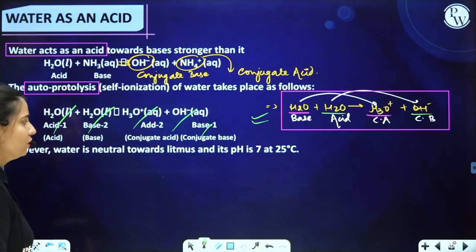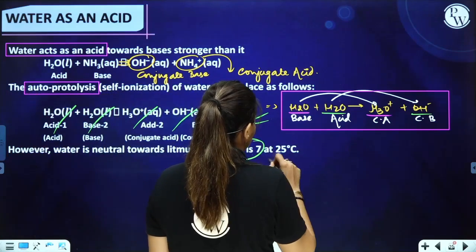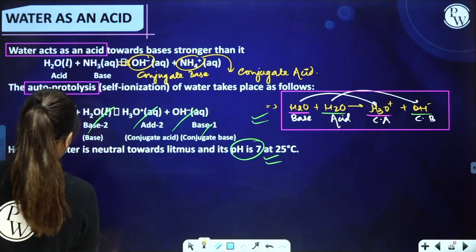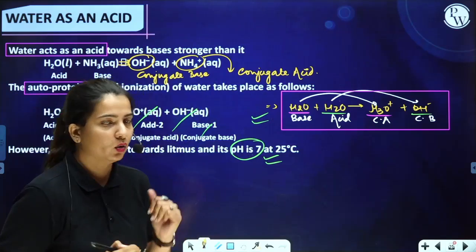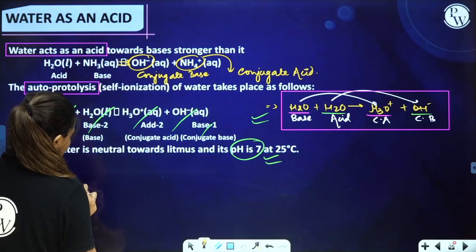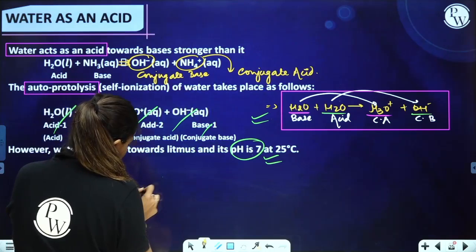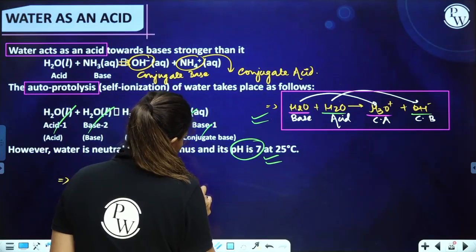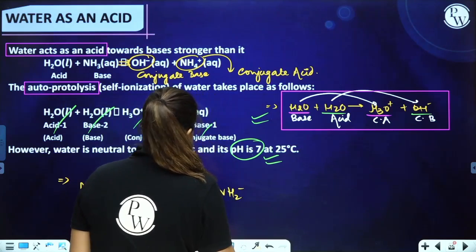However, water is neutral towards litmus and it has pH 7, that you have studied from the lower classes also. Now there is also one more molecule which undergoes autoprotolysis. Even ammonia undergoes autoprotolysis. How? We have an ammonia molecule that reacts with another ammonia molecule to form ammonium, and the other is NH2 negative.